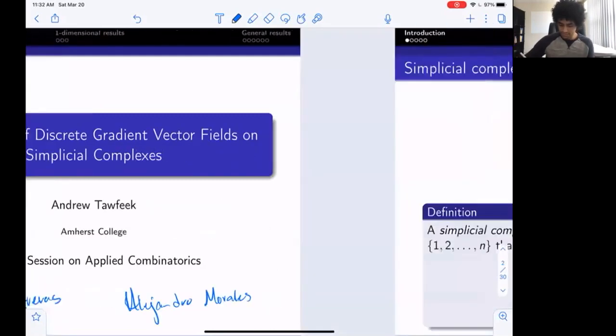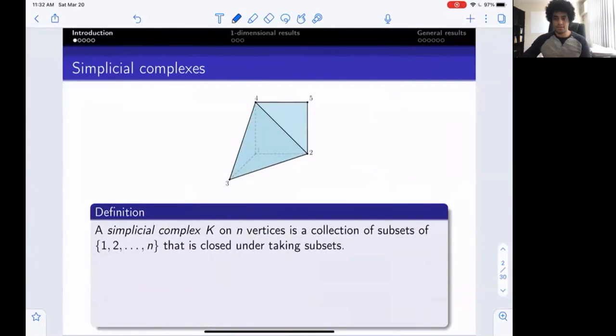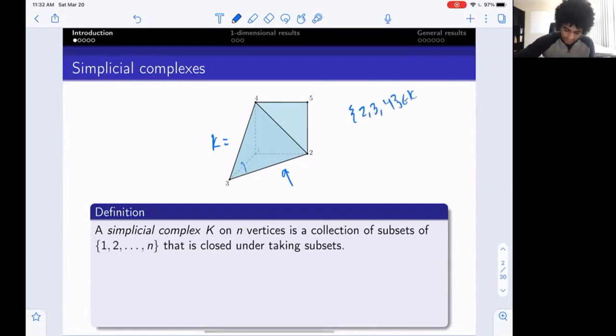So to start off, let's recall what a simplicial complex actually is. A simplicial complex on n vertices is just a collection of subsets of the set 1, 2, all the way up to n. So in this case, n is equal to 5. That is closed under taking subsets. So what I mean by that is, for instance, in this case here, if we call this K, we have that {2, 3, 4} is inside K, and that represents this face here. And then closure under subsets means that every single subset of this would also be an element of K.